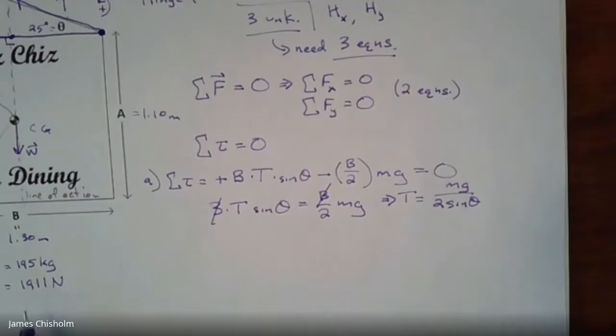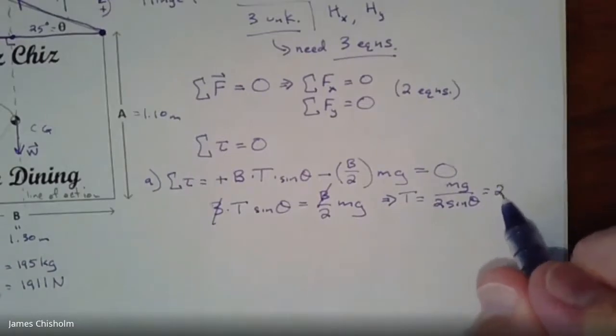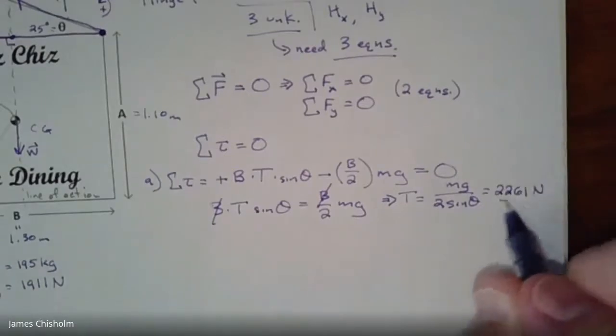If I plug this in the calculator, I have 1911 divided by 2 times the sine of 25. And this gives me a value of 2261 newtons.